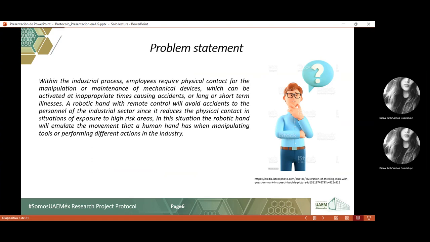Problem statement. Within the industrial process, employees require physical contact for the manipulation or maintenance of mechanical devices, which can be activated at inappropriate times, causing accidents or long or short-term illnesses. A robot hand with remote control will avoid accidents to the personnel of the industrial sector, since it reduces physical contact in situations of exposure to high-risk areas. In this situation, the robot hand will emulate the movements that a human hand makes when manipulating tools or performing different actions in the industry.